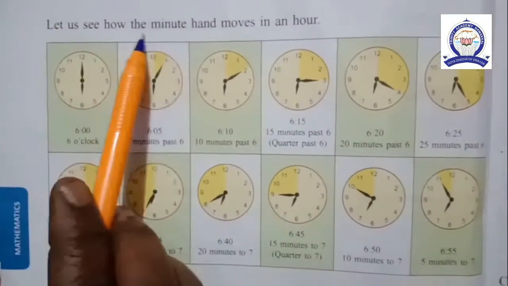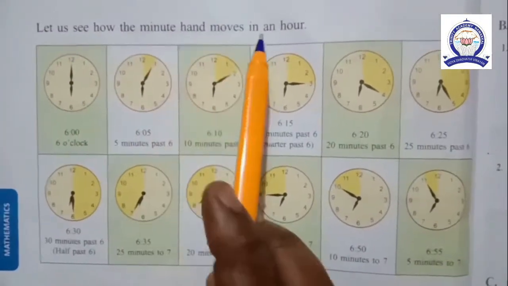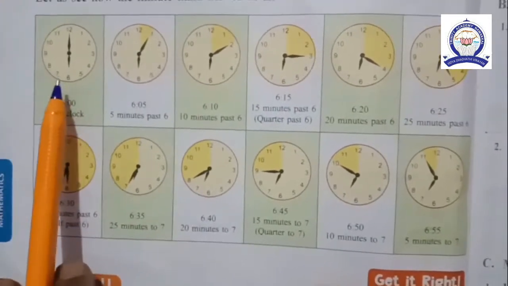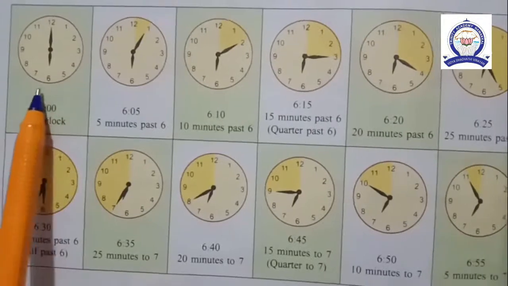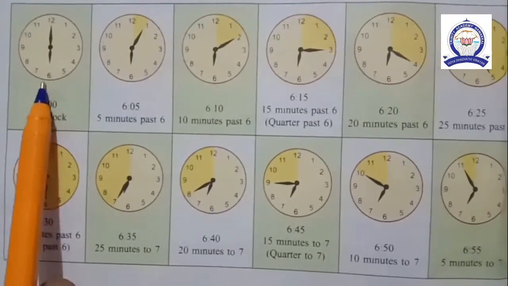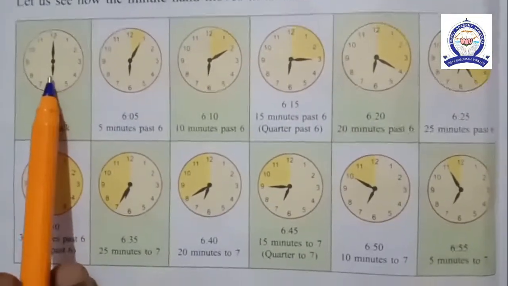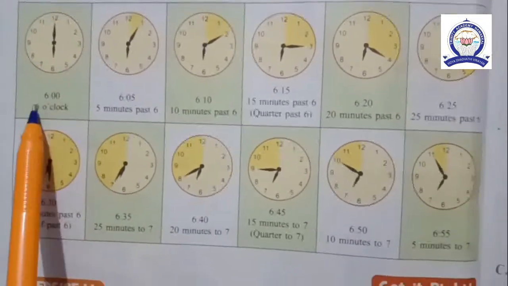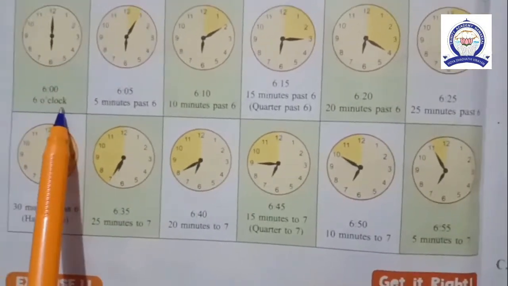Let us see how the minute hand moves in an hour. See the first clock. What is the time now, children? The small hand is in 6. The big hand is in 12. What is the time? 6 o'clock.